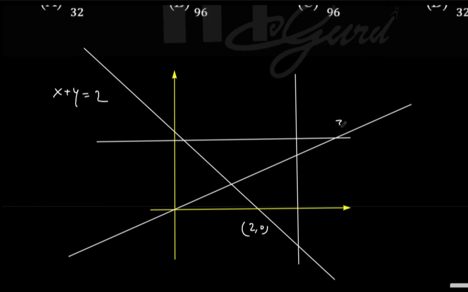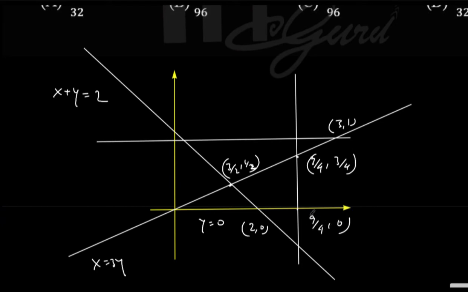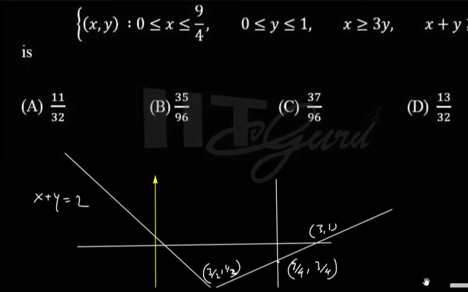Let's say this point will be (3, 1) because this line is x equal to 3y, and this is y equal to 0 as this is the x-axis. And this point you can also find by solving: (3/2, 1/2). And this point should be clear: (9/4, 3/4). Once you get the vertices, including (9/4, 0), you are able to solve this question in a very easy manner.